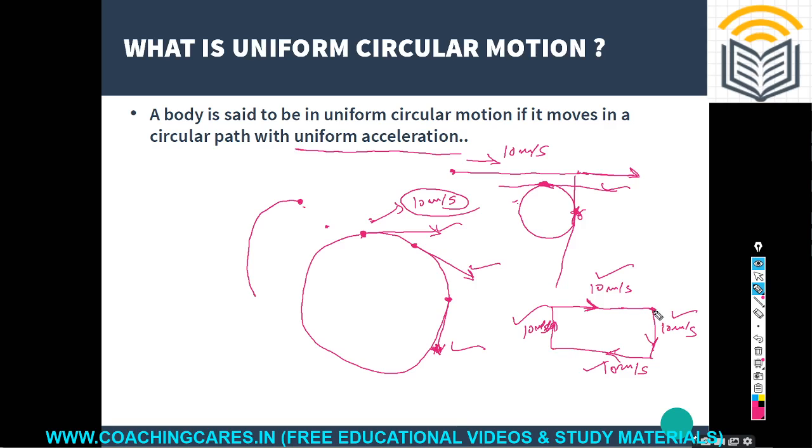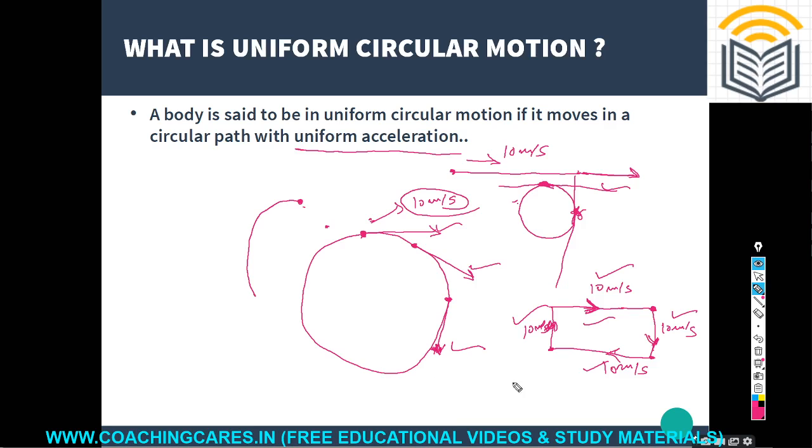Because this body is changing direction, the velocity changes direction at this point, at this point, and at this point again. Because of the change of direction, there is acceleration even though the speed is uniform, as there is a change in the direction of velocity, that is 4 times in this way.